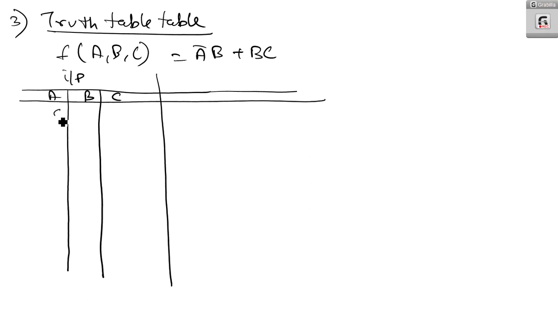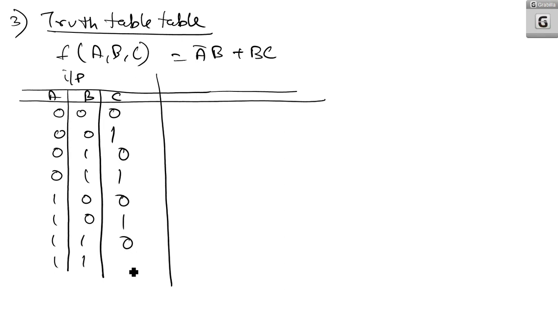That is 0 0 0, 0 0 1, 0 1 0, 0 1 1, 1 0 0, 1 0 1, 1 1 0, 1 1 1. So you have 8 combinations here.